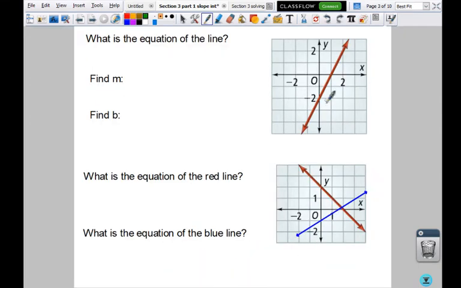Alright, so we're going to find the equation of this red line right here. So we're doing y equals mx plus b.